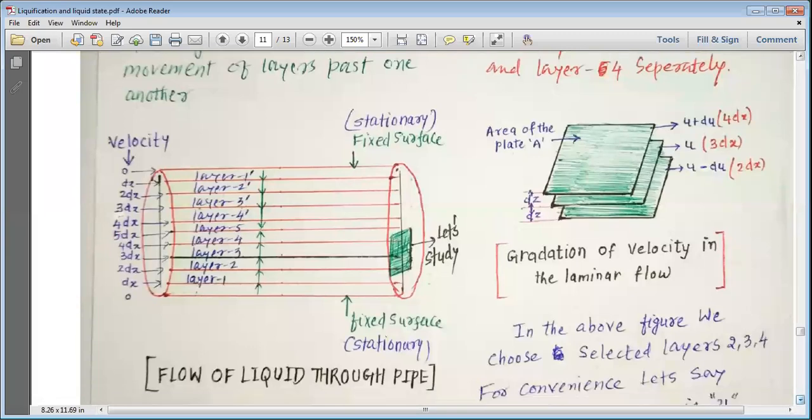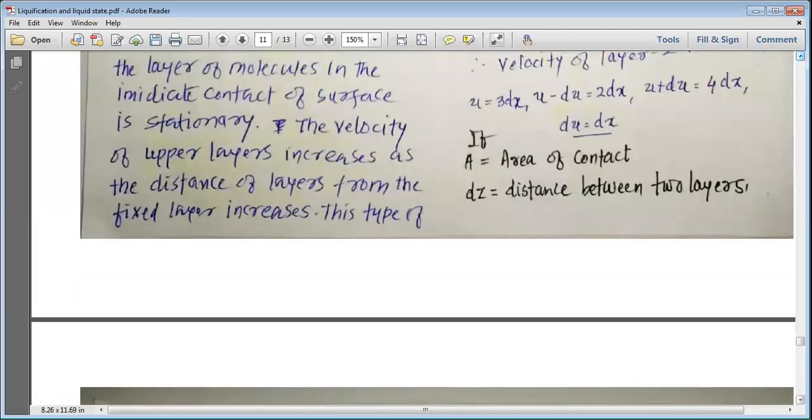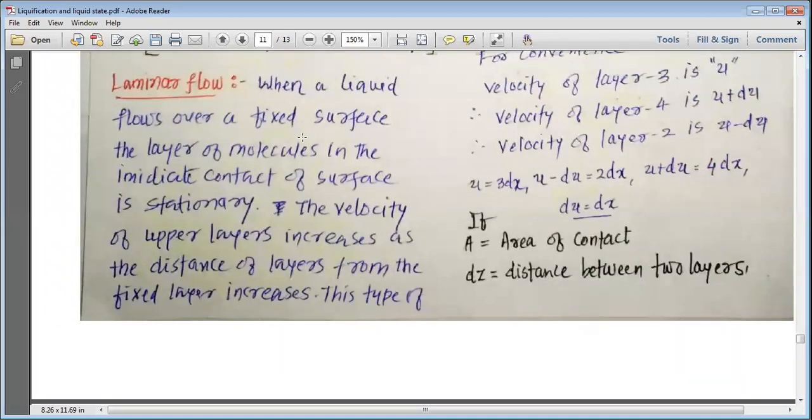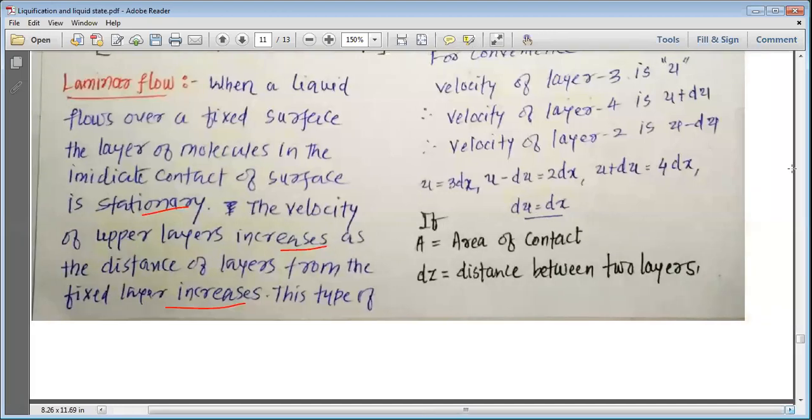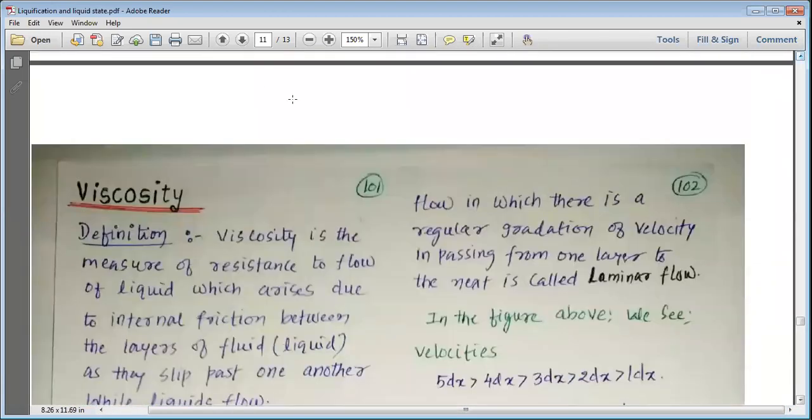Let's once again look at the understanding of the laminar flow, my dear students. When a liquid flows over a fixed surface, the layer of molecules in the immediate contact with the surface is stationary. The velocity of upper layers increases as the distance of layers from the fixed layer increases. Remember my dear students, this type of flow is known as the laminar flow.